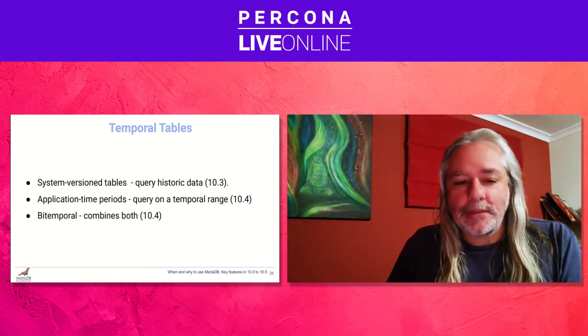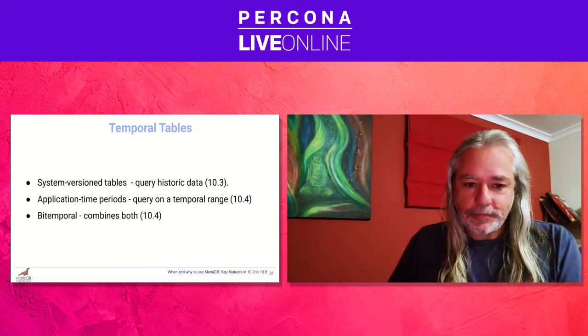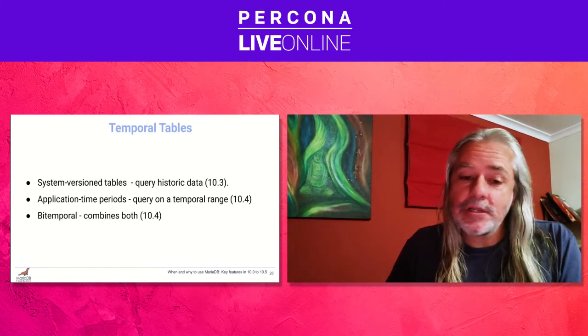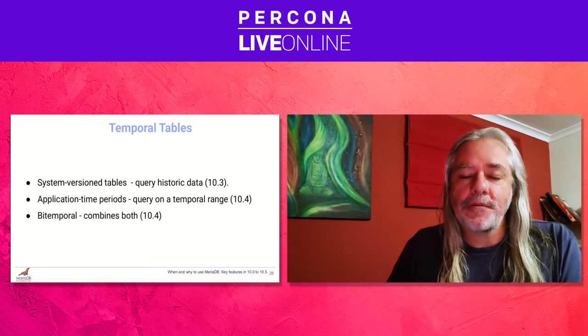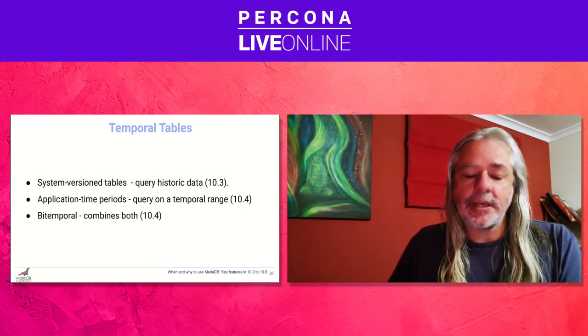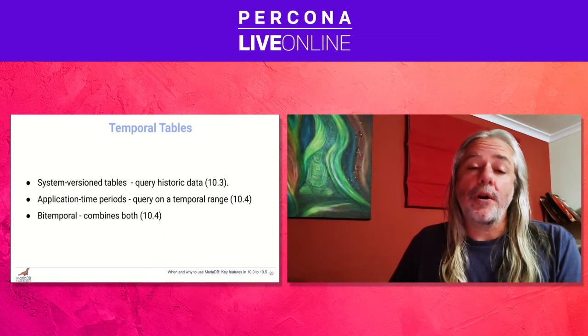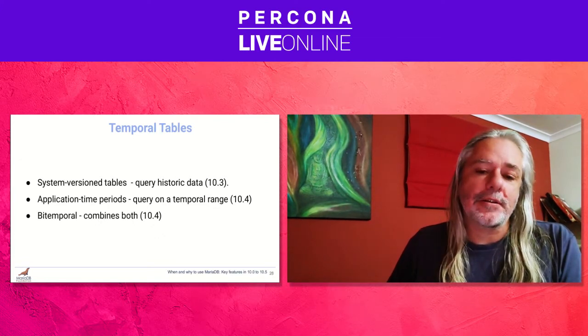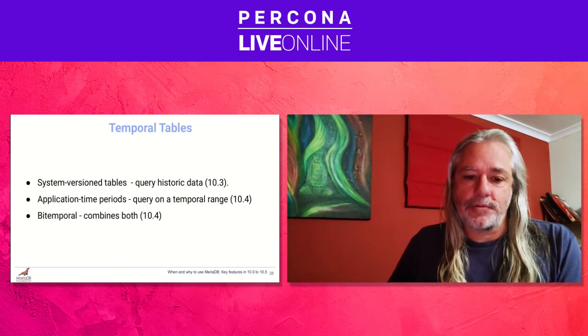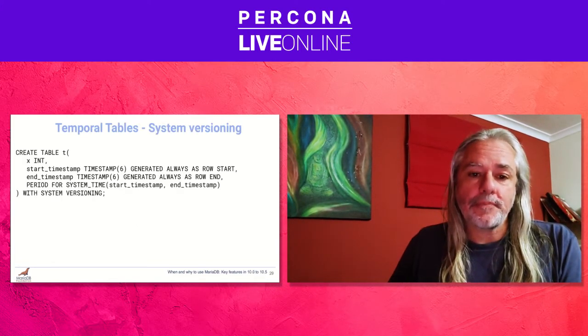Now, temporal tables. Temporal tables are made up of a number of subsets. One of them is system versioned tables, which was introduced in 10.3, and that allows you to query historic data. And then there's application time periods, where you can query on a particular temporal range. That was introduced in 10.4, and there's also bitemporal, which allows you a combination of both of them. So here's an example of system versioning.